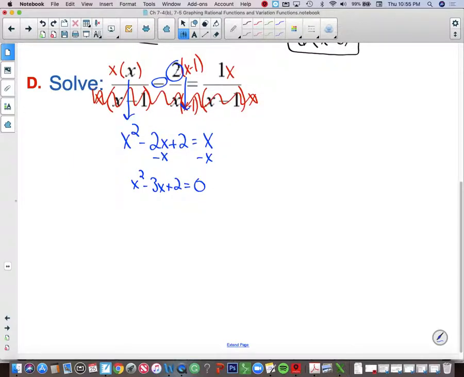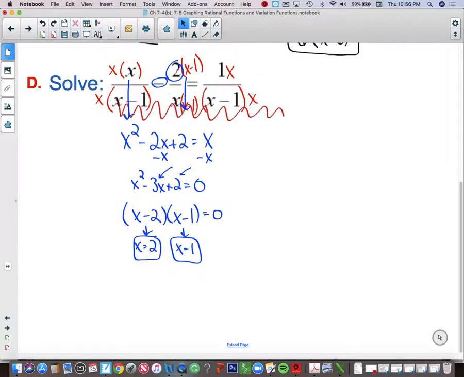And I can go ahead and factor that, because it's what two numbers multiply to 2 and add to 3. That would be (x minus 2)(x minus 1) equals 0. My two solutions will be x equals 2 and x equals 1.